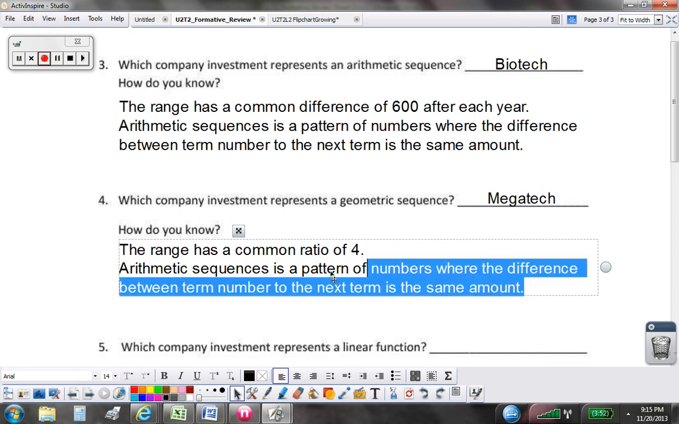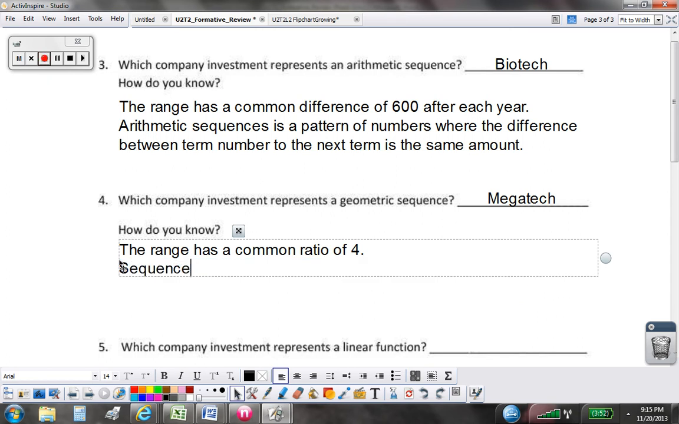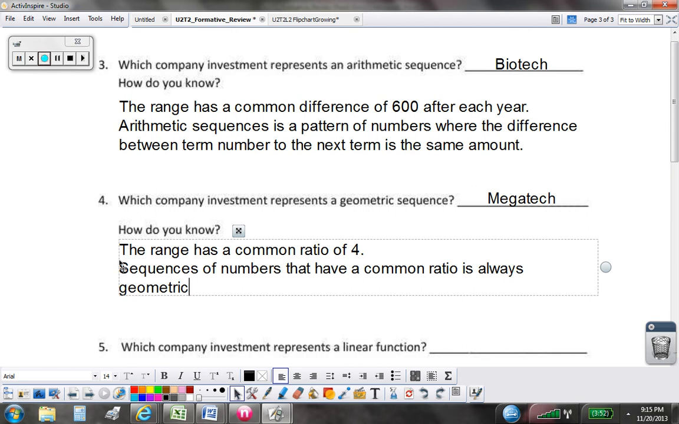Just going to simplify this. Sequences of numbers that have a common ratio is always geometric.